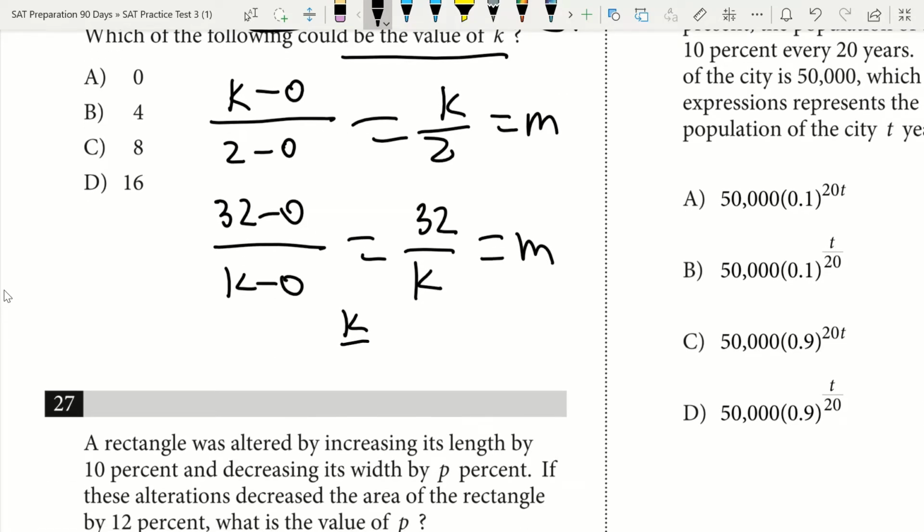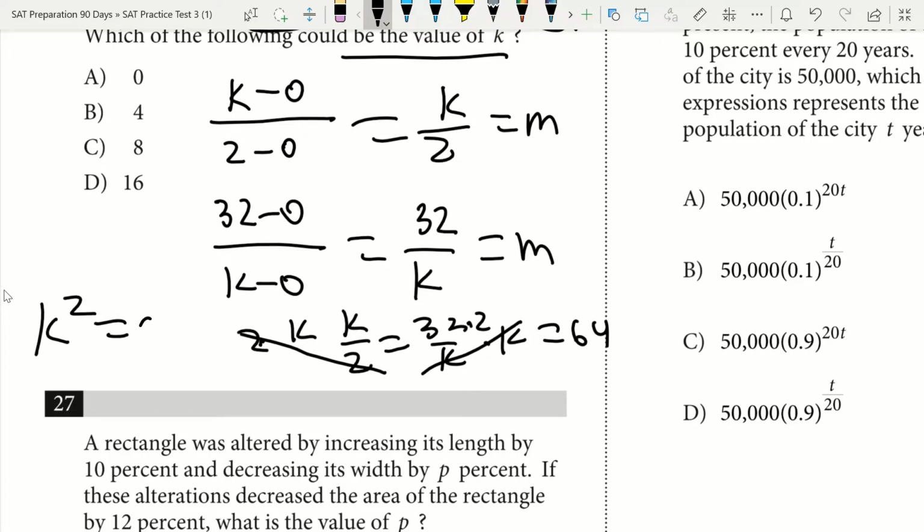So we're going to have k over 2 is equal to 32 over k. We're going to multiply each side by k. Then we're going to multiply each side by 2 to get rid of this 2. 32 times 2 is going to give us 64. k times k is going to give us k squared. So now we have k squared equals 64.